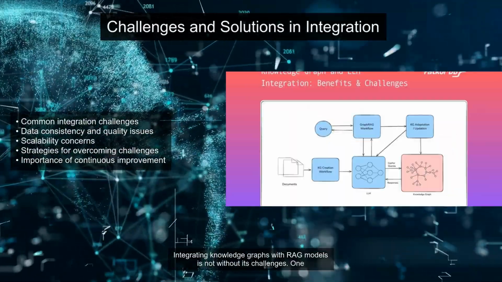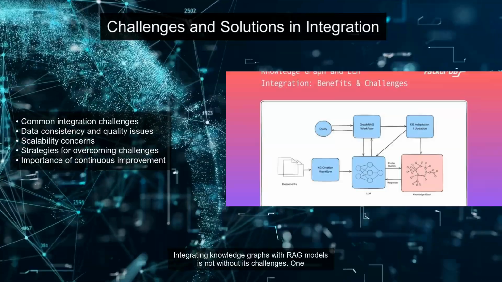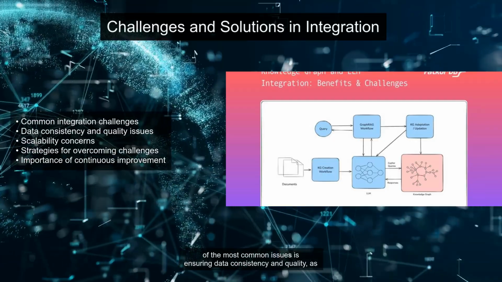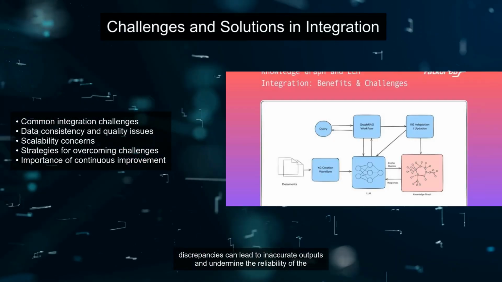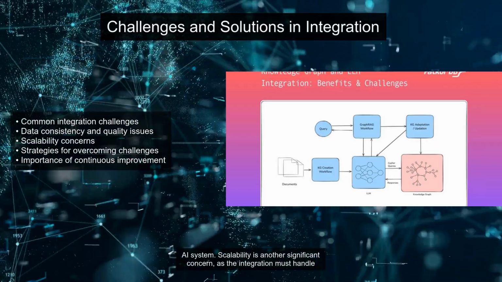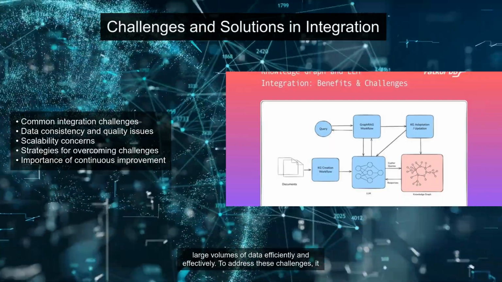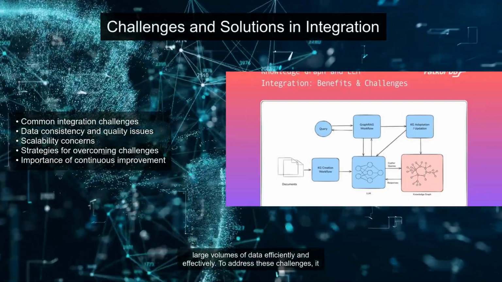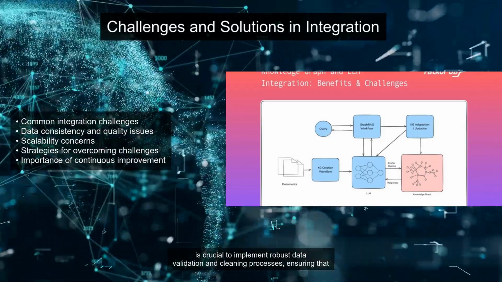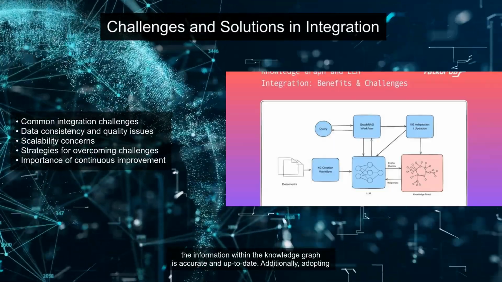Integrating knowledge graphs with RAG models is not without its challenges. One of the most common issues is ensuring data consistency and quality, as discrepancies can lead to inaccurate outputs and undermine the reliability of the AI system. Scalability is another significant concern, as the integration must handle large volumes of data efficiently and effectively. To address these challenges, it is crucial to implement robust data validation and cleaning processes, ensuring that the information within the knowledge graph is accurate and up-to-date.